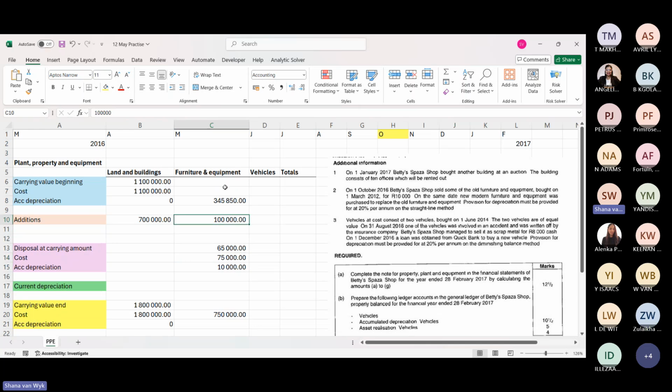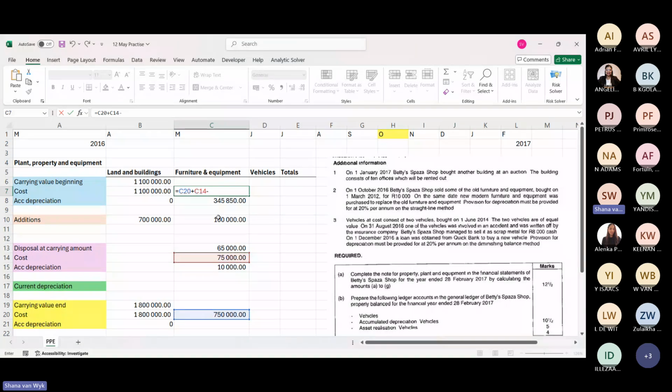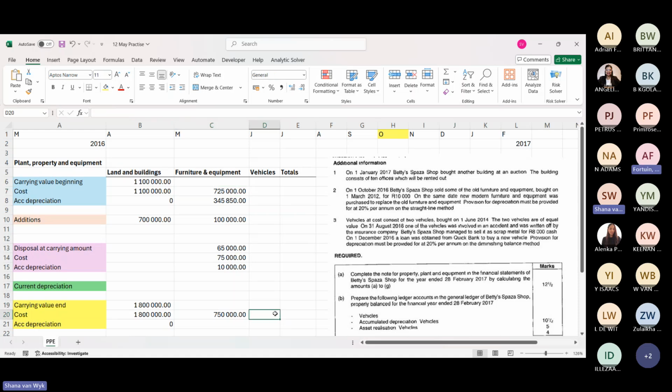Sorry, this one. I think this is what we have at the end. And we disposed of this one, so I'm going to add this one, and we bought a new one, so I'm going to minus that one. So this is what we started off with, right? Meaning we added this and we sold this. Let me just quickly check. So we had this, we sold this.